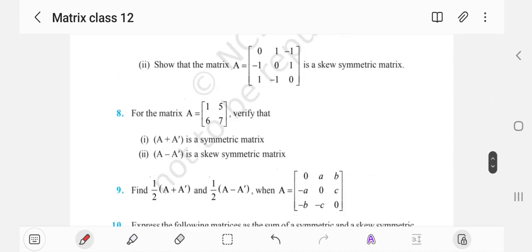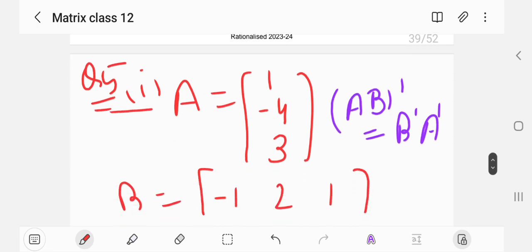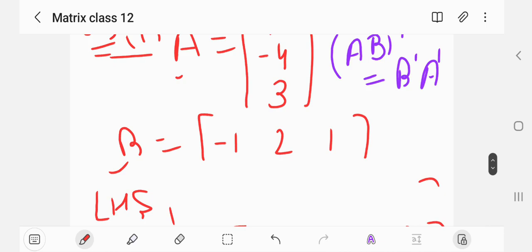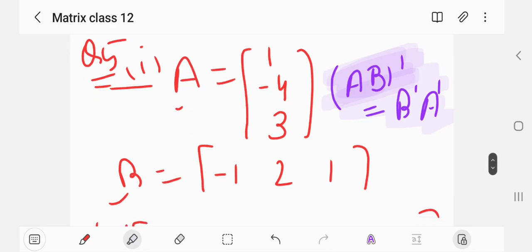Now let's see question number 5, part A. My A matrix is this, my B matrix is this, and I have to verify this thing. If you focus on the LHS, I have to first find AB and then find its transpose. You very well know how we multiply matrices, right? We simply multiply A and B by multiplying this row with this column, this row with this column, and similarly the other rows and columns.